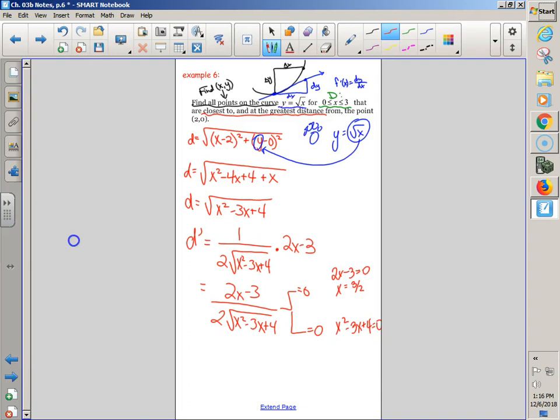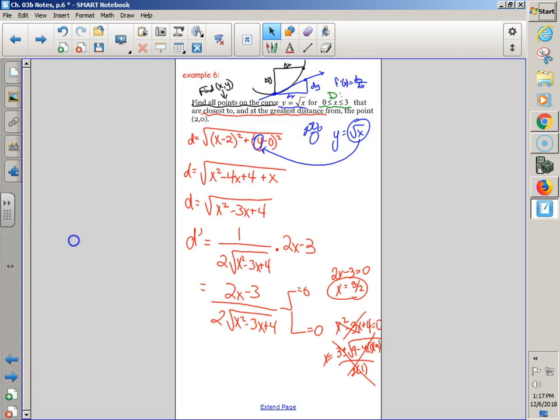Some of you would just give up. x equals negative b plus or minus the square root of b squared minus 4ac, all over 2a. Oh, just kidding. 9 minus 16 is negative 7. What's the square root of a negative 7? The parabola opens up. Does it have any zeros? No. What does that mean?